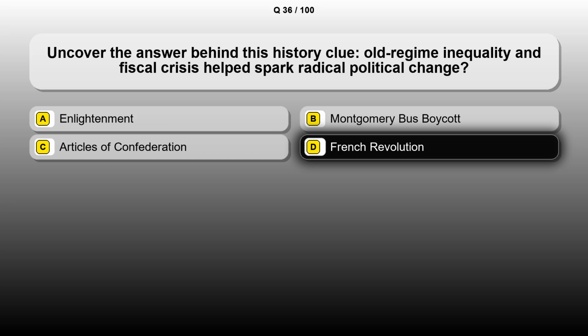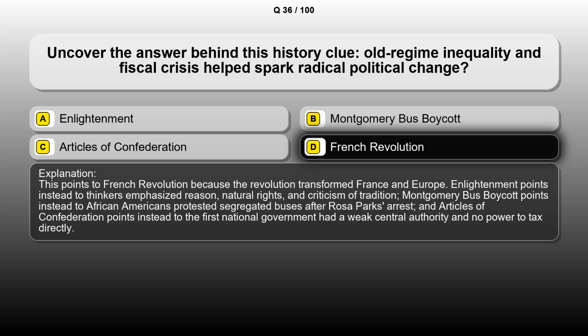The correct answer is option D, French Revolution. This points to French Revolution because the revolution transformed France and Europe. Enlightenment points instead to thinkers emphasized reason, natural rights, and criticism of tradition. Montgomery bus boycott points instead to African Americans protested segregated buses after Rosa Parks' arrest, and Articles of Confederation points instead to the first national government had a weak central authority and no power to tax directly.